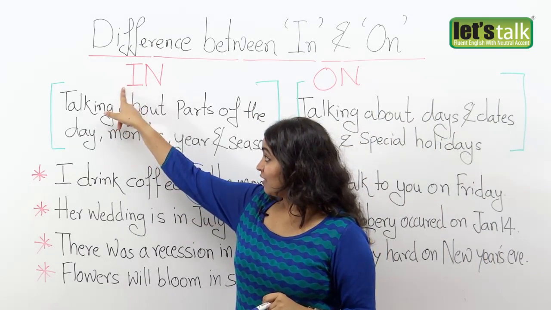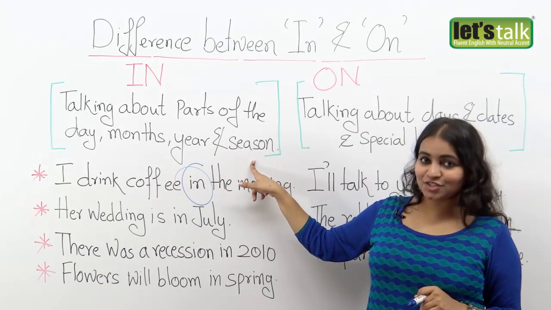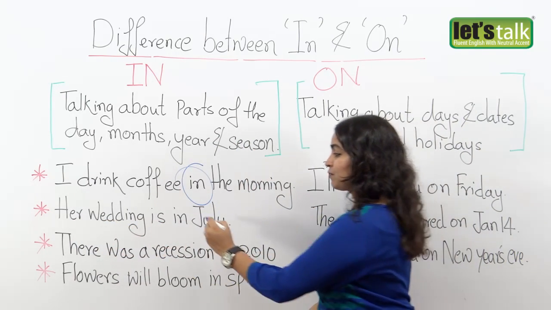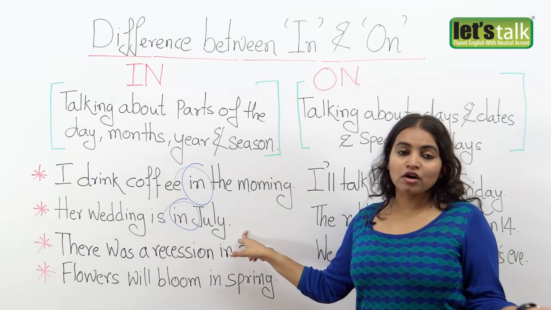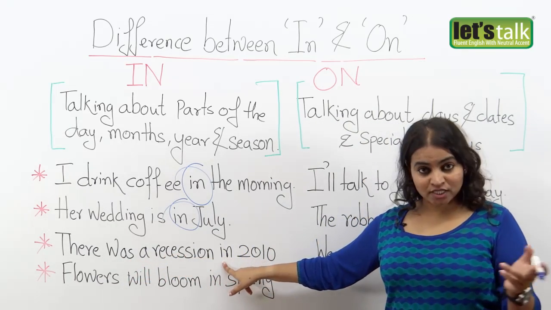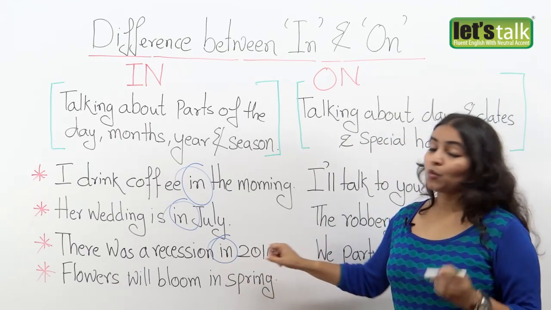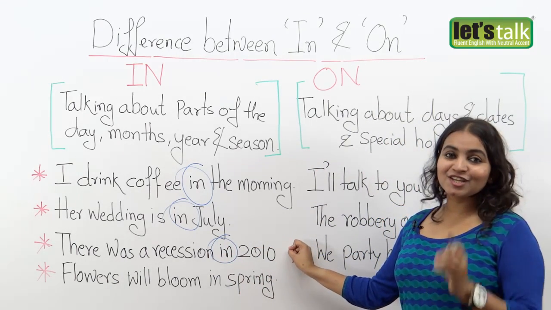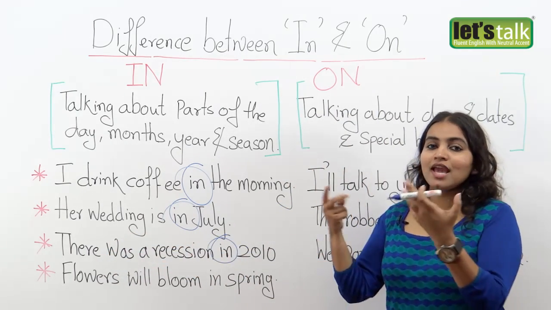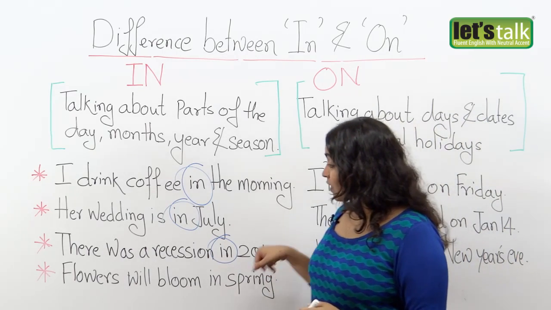I can use in when I'm speaking of months and years and seasons too. So I can say her wedding is in July, or her wedding is in October. There was a recession in 2010. I will always use the word in when I'm specifying a particular year. Or you could say there was a recession in 2008. So we're talking about a year, and therefore I will use in.